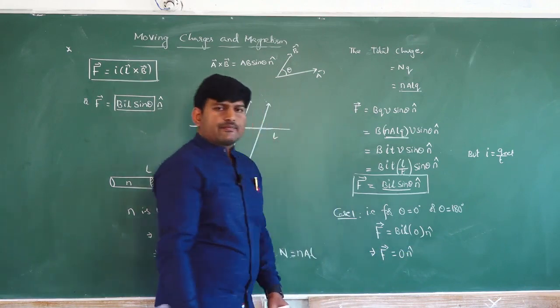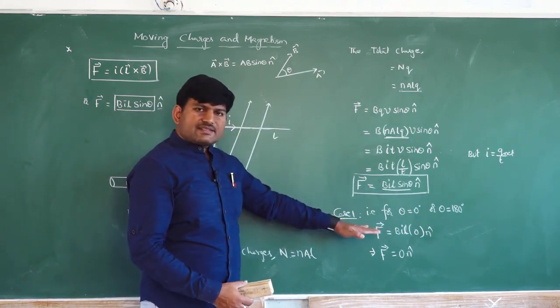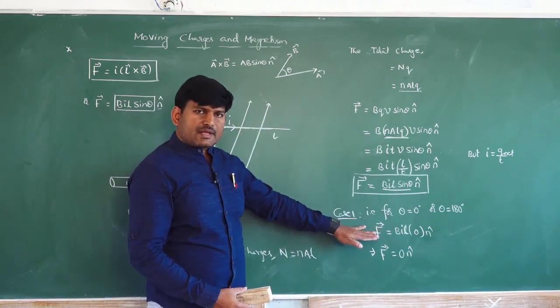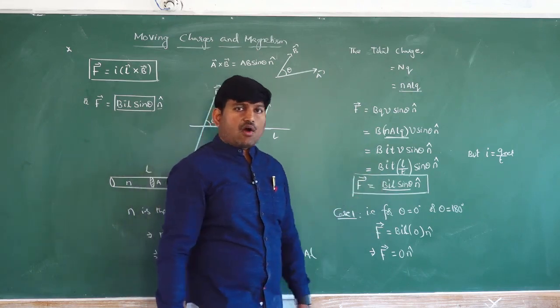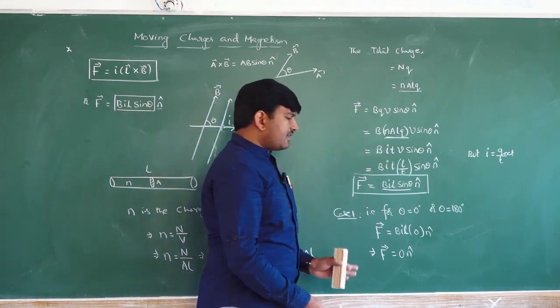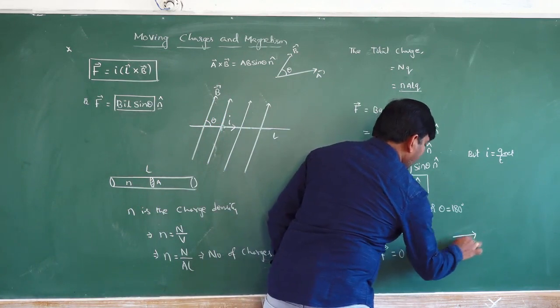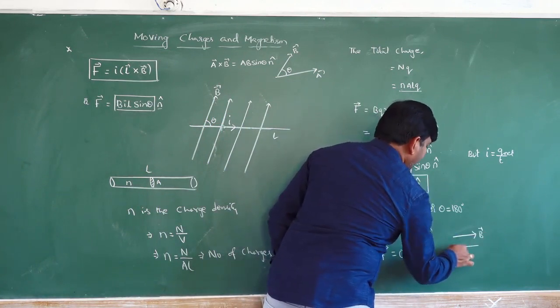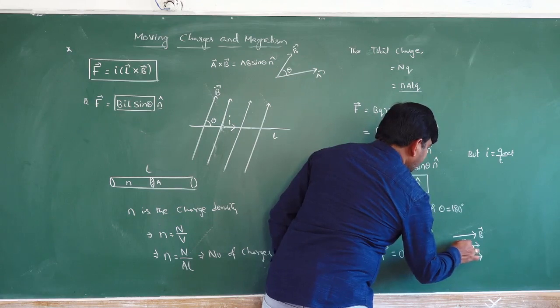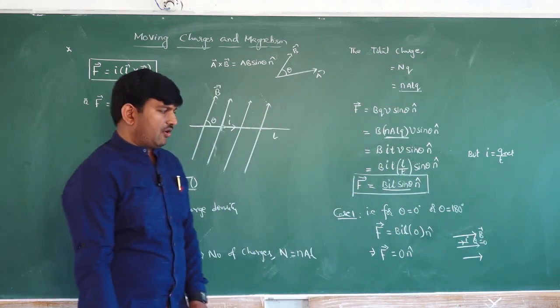which says that when a current carrying conductor is placed either parallel to the magnetic field or anti-parallel to the magnetic field, then the net magnetic force on it is 0. If this is the direction of the magnetic field and this is the current carrying conductor, here theta is equal to 0 and there is no magnetic force acting on it.